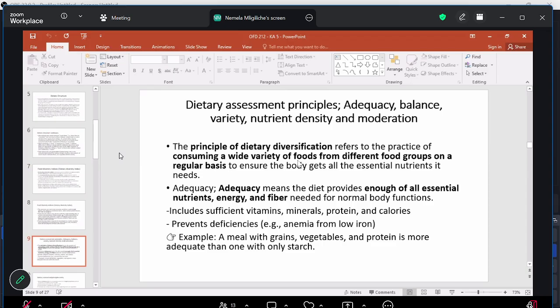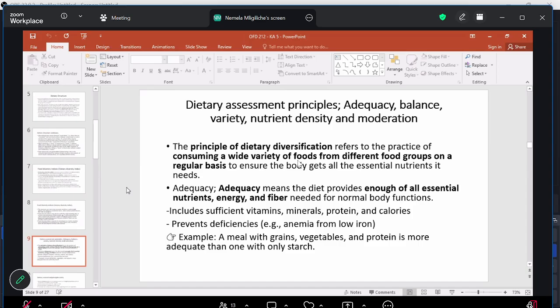So the food should be adequate. That means it should provide enough of all essential nutrients needed by the body. This adequacy normally includes sufficient vitamins, minerals, protein, and calories. And also, if the diet provides enough of all essential nutrients, it will prevent deficiencies which can cause different types of diseases.